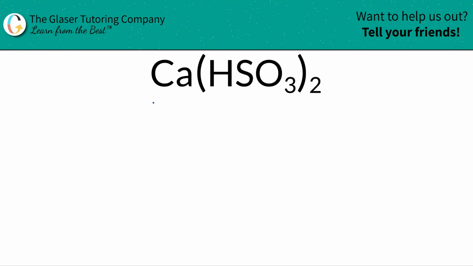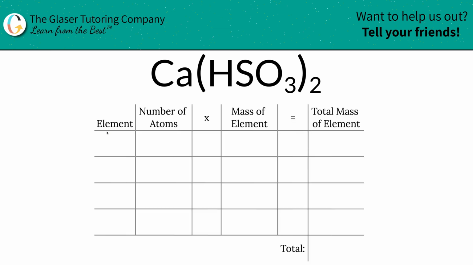How do we find the percent composition of each individual element here in calcium hydrogen sulfite? Well, first thing is we got to calculate the total mass of the compound. So let's set it up. The first thing I'm going to do is write down the elements in the compound. So we have calcium, we have hydrogen, we have sulfur, and we have oxygen.